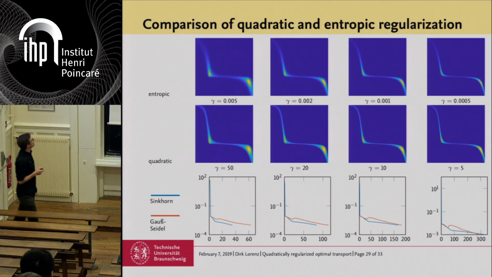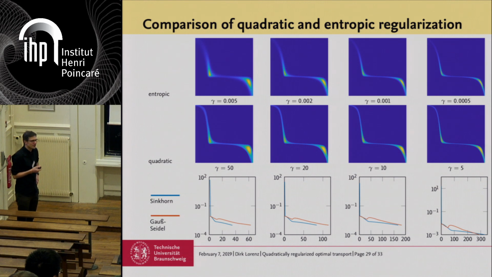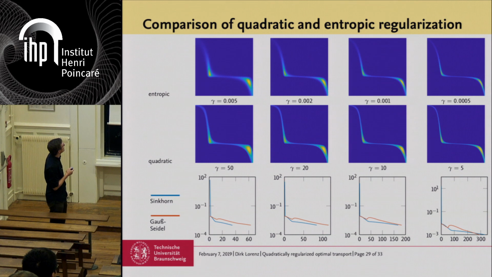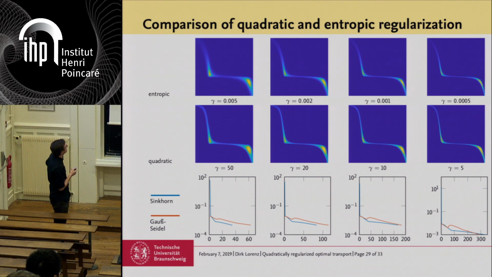Okay, let's compare quadratic and entropic. This was not really simple to compare because it wasn't really clear how the regularization parameters relate. If you want to make the pictures more similar for quadratic and entropic, you need to choose very different regularization parameters. If you can get away with a very large regularization parameter for the quadratic case, we actually need a very small regularization parameter for the entropic case to make it similar. But this is how it looks.